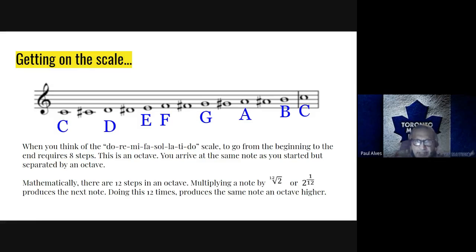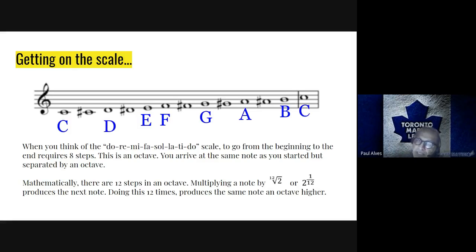So when you think of that do re mi scale, to go from the beginning to end, that's 7 notes in between the two C's. That's an octave, and it comes from the Italian for eight. So those 8 notes in between 2 notes, and you arrive at the same note you started with. Now, mathematically, there's actually 12 steps. There's some sharps in between, and to get from one note to the next in an octave, each of those 12 steps, you're going to multiply by the 12th root of 2, or as a rational exponent, 2 to the exponent of 1/12.